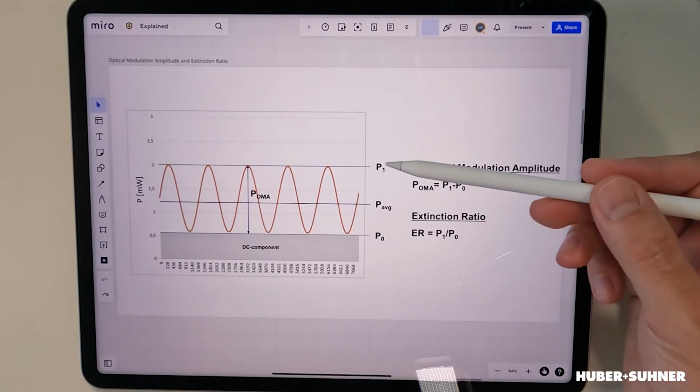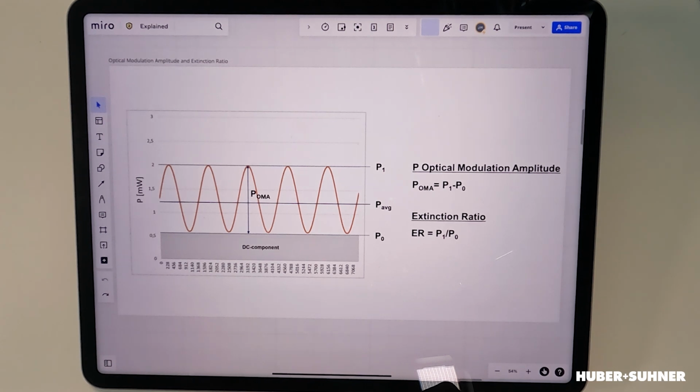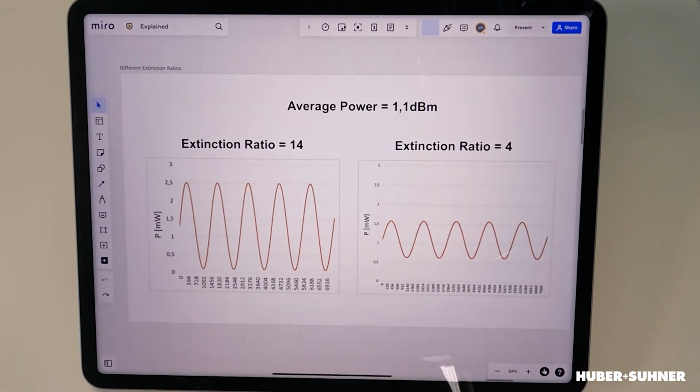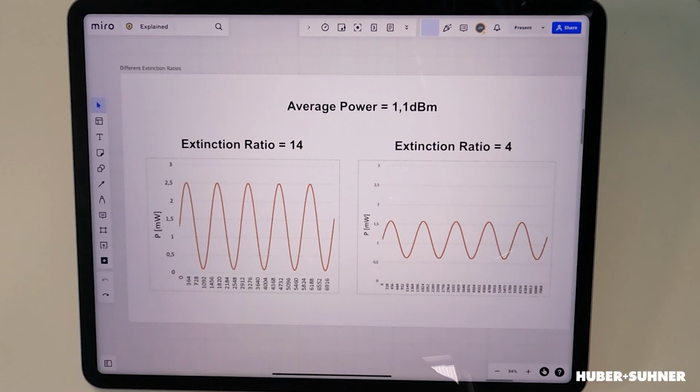However, to make things easier, and also if you look into a data sheet of a transceiver, you will rarely find the OMA, but instead you will find the so-called extinction ratio. The extinction ratio is the ratio between the higher and the lower state. If we have a look at two examples, you will see here two signals that have the exact same optical power, so they both have 1.1 dBm, but the extinction ratios are different. On the left side, we've got an extinction ratio of 14, and on the right-hand side, we have an extinction ratio of 4.